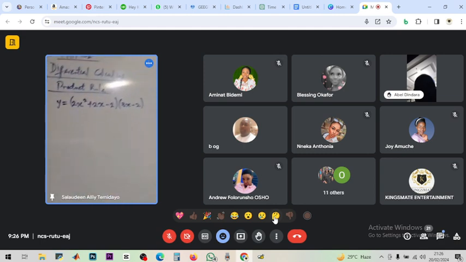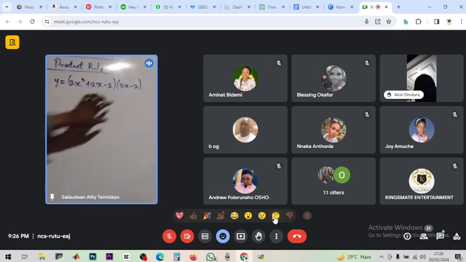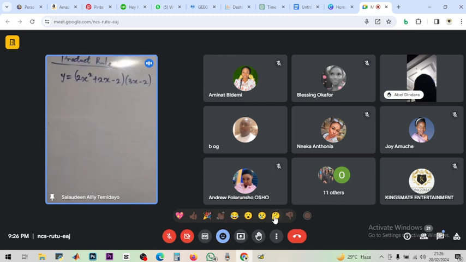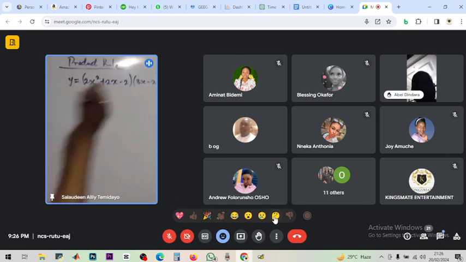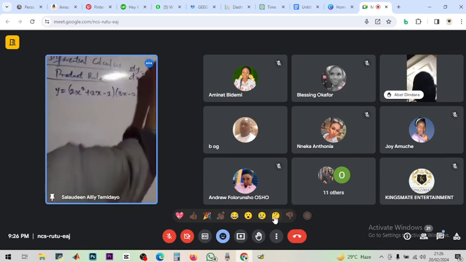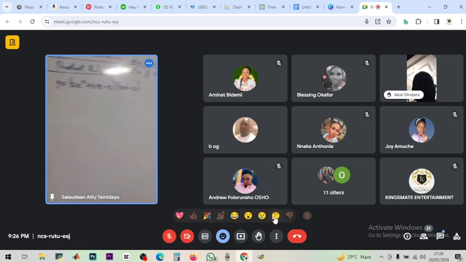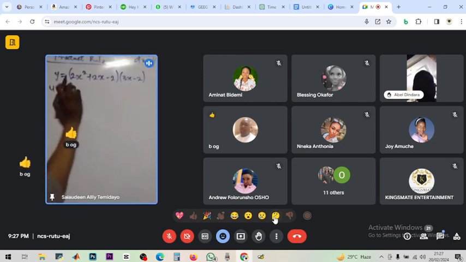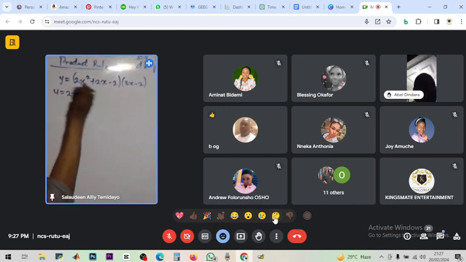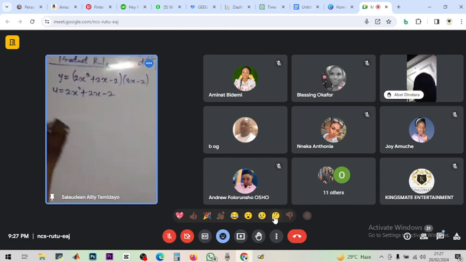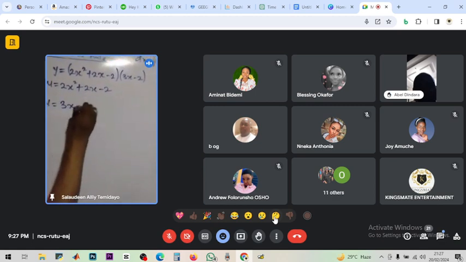Don't you think it is too hard? Expanding this one is not a big deal under any circumstance, but I believe you prefer using the product rule to going through that stress. So use what? The product rule. Remember, every time the product rule is dy dx equals v du dx plus u dv dx. Are we getting it? So now u is the first bracket, that is 2x squared plus 2x minus 2, and v is the next bracket, that is 3x minus 2.